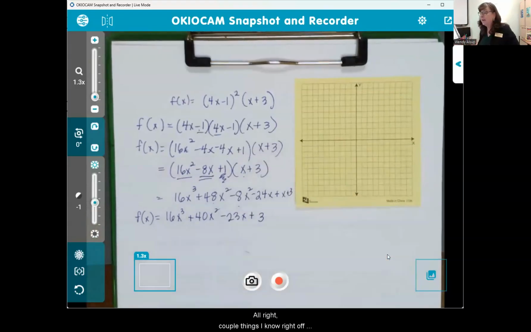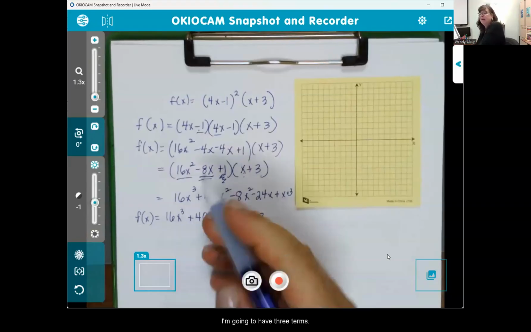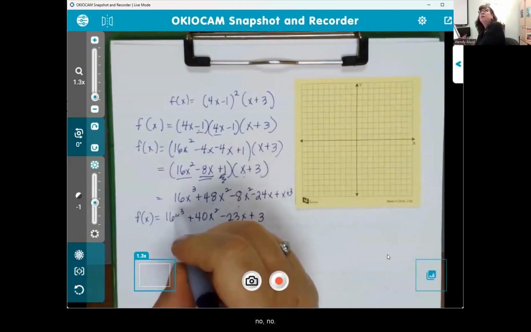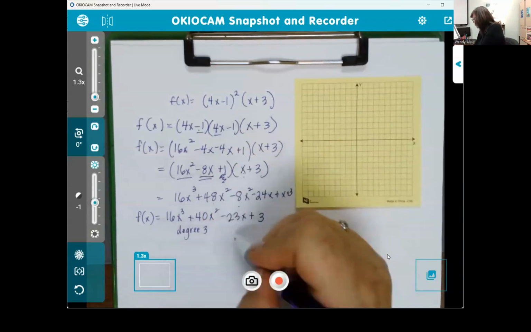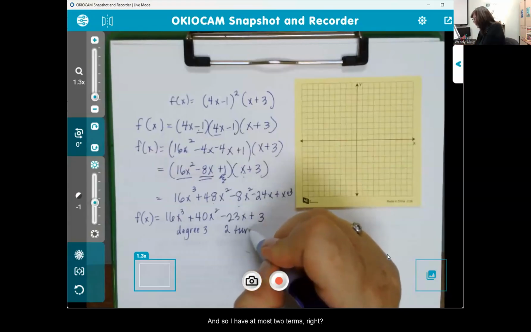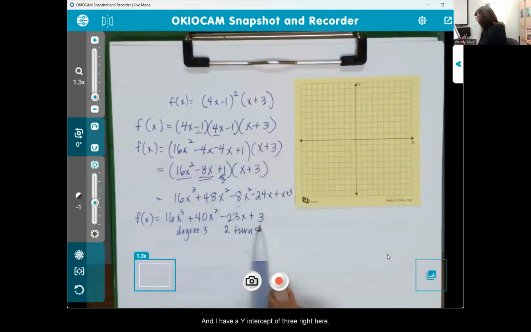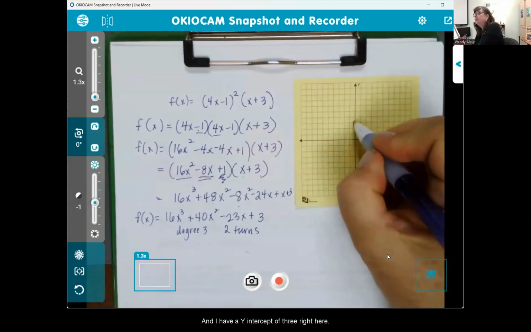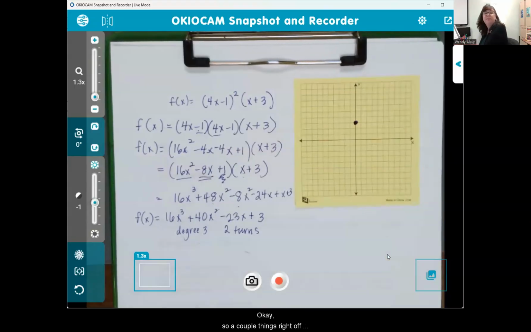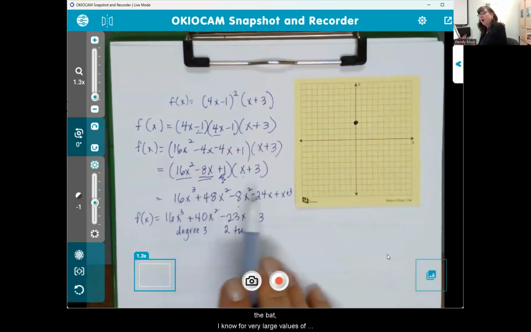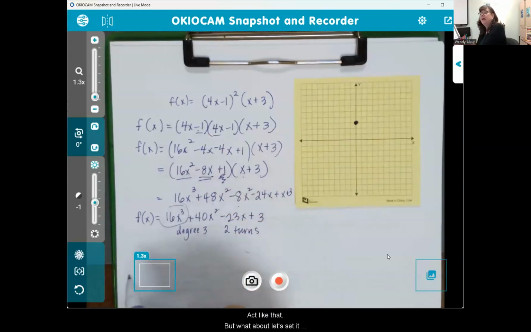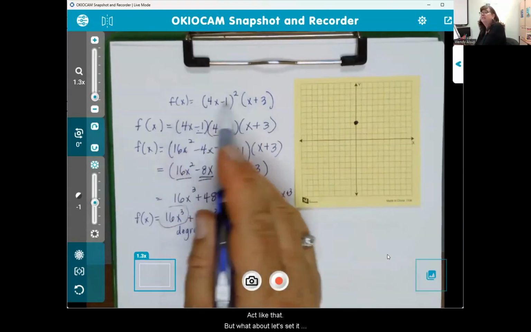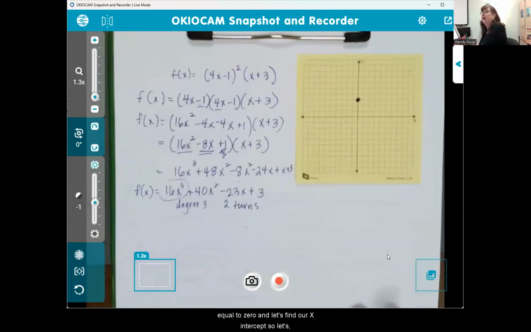All right, a couple things I know right off the bat. With x cubed, I'm going to be degree 3, and so I'll have at most 2 turning points, right? And I have a y-intercept of 3 right here. For very large values of x, it's just going to act like this first term. But what about setting it equal to 0 to find our x-intercepts?